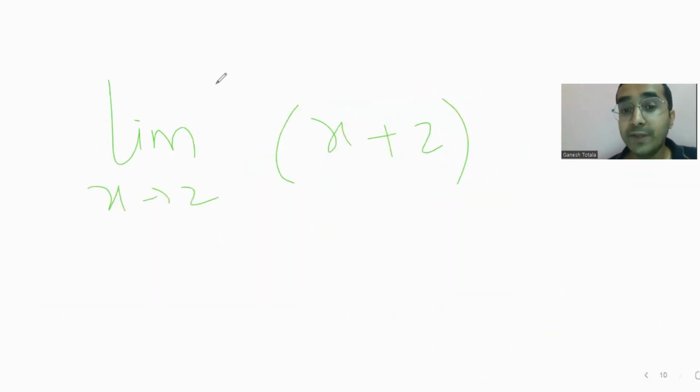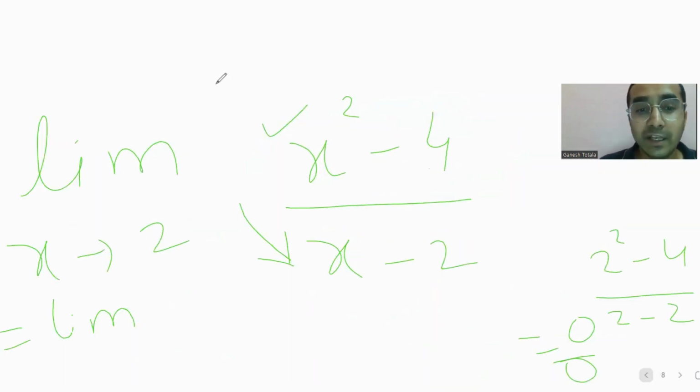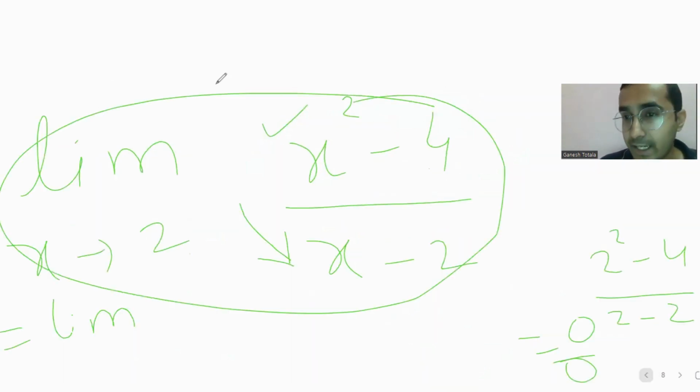Okay. Now here the denominator itself is 1. So obviously we are not getting 0 by 0 form. So what we will do is simply take the limits. Just put the value of x as 2. So it will be 2 plus 2. Answer is 4. So the limit of this particular function when x is tending to 2 is 4. I hope this problem is understood. It's simple. It's nothing that complicated.